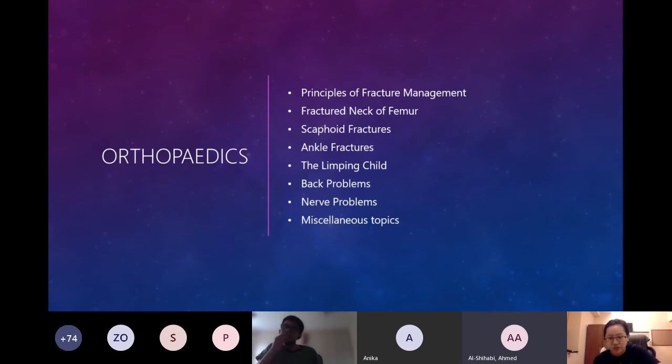Orthopedics, to be fair, is quite straightforward. The problem with it, I guess, is there is more content rather than things to understand. Not talking about the specialty itself. I imagine the specialty is quite hard, but for what you need to know, not too bad.